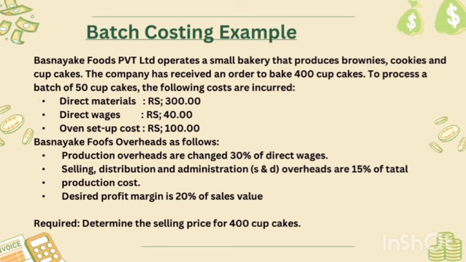Now I am going to explain how batch costing works using a simple and practical example. Let's say a bakery named Basnayak Private Limited. This bakery produces items like cookies and cupcakes. One day they receive an order to make 400 cupcakes, but instead of making all 400 at once, they make them in batches of 50. So to complete the order they'll need 8 batches.